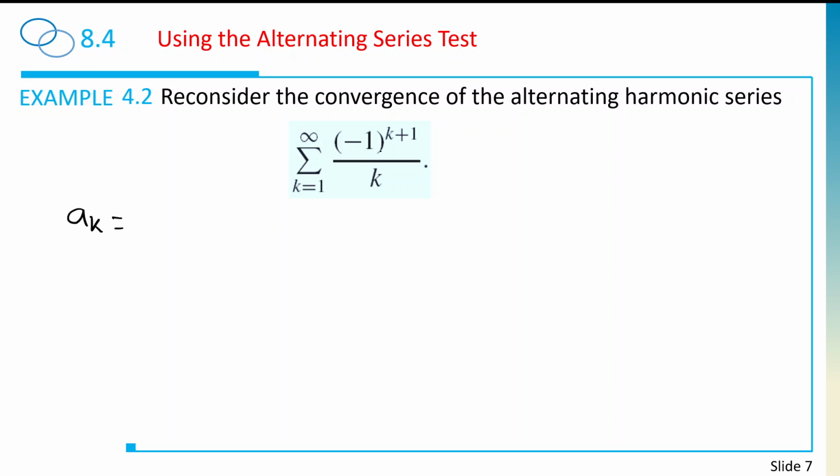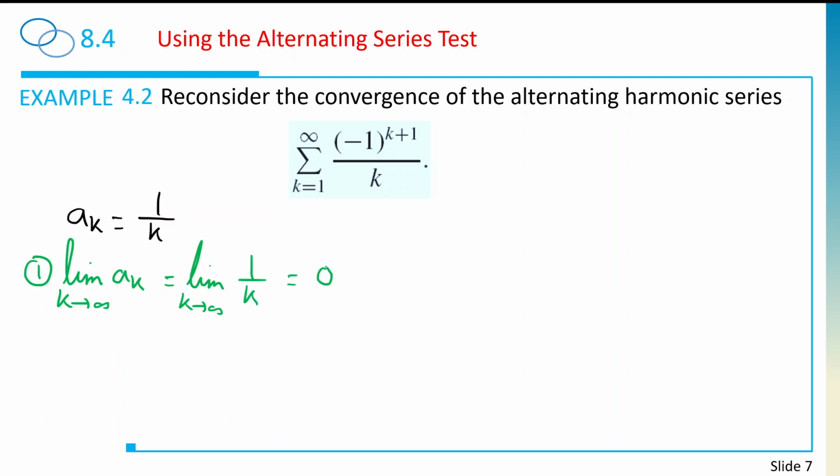For this question, you take it without the (-1)^(k+1). So a_k is basically 1/k. Now the first condition that I need to check is the limit of a_k as k approaches infinity. This equals the limit of 1/k as k approaches infinity, and this is clearly equal to 0. Okay, so the first condition is satisfied. Now I need to check the second condition.